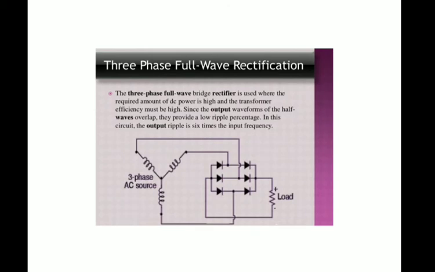3-phase full wave rectification. A 3-phase full wave bridge rectifier is used where the required amount of DC power is high and the transformer efficiency must be high. Since the output waveforms of the half waves overlap, they provide a low ripple percentage. In this circuit, the output ripple is 6 times the input frequency. So here 6 diodes are used for converting AC input into DC output.